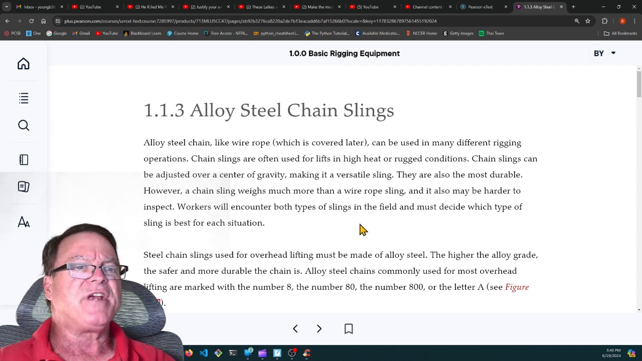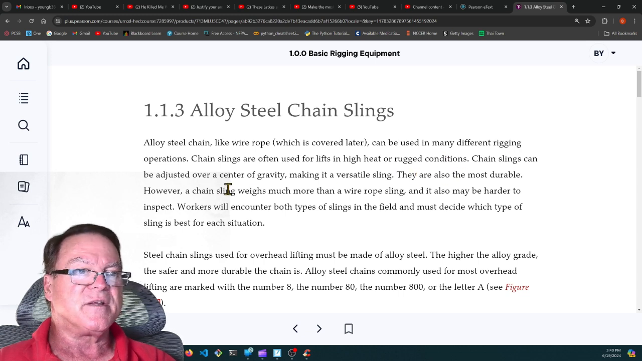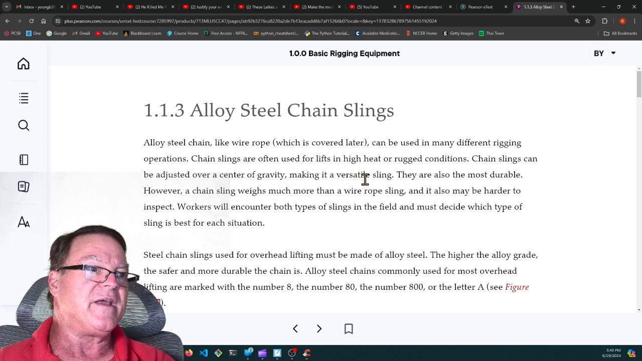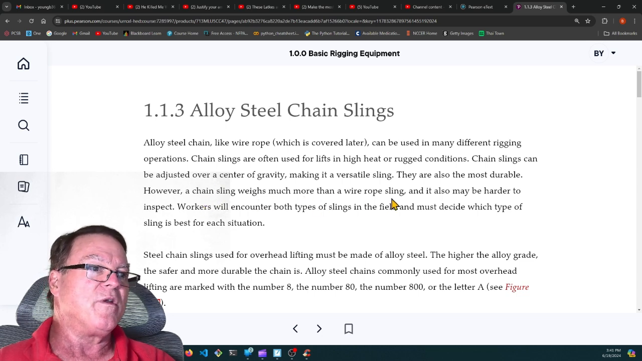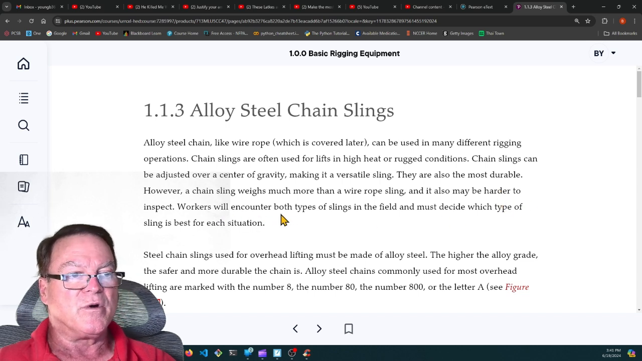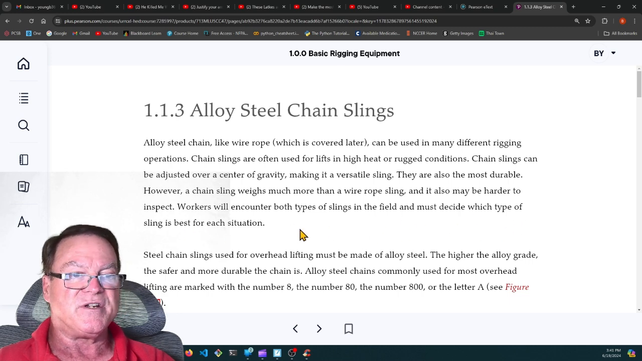1.1.3 Alloy steel chain slings. Alloy steel chains, like wire ropes, can be used in many different rigging operations. Chain slings are often used to lift in high heat or rugged conditions. Chain slings can be adjusted over a center of gravity, making it a versatile sling. They're also the most durable. However, a chain sling weighs much more than a wire rope sling, and it is also much harder to inspect. Workers will encounter both types of slings in the field, and must decide which type of sling is best for each situation.